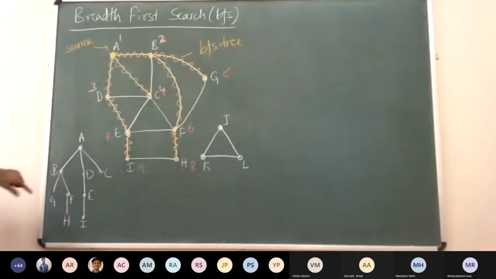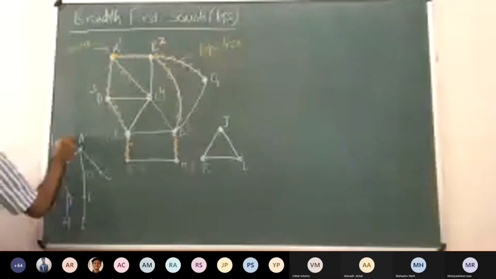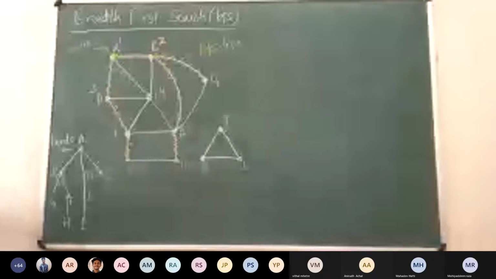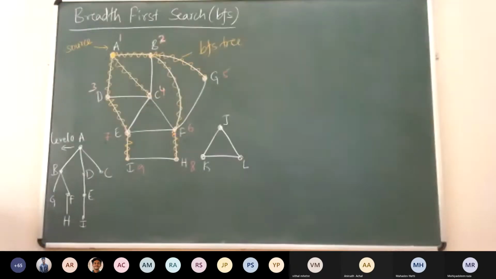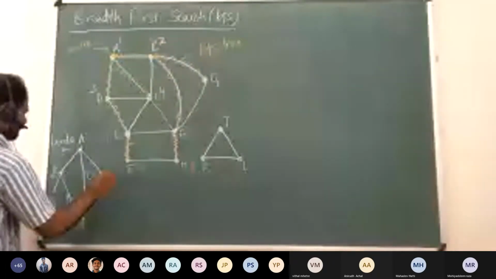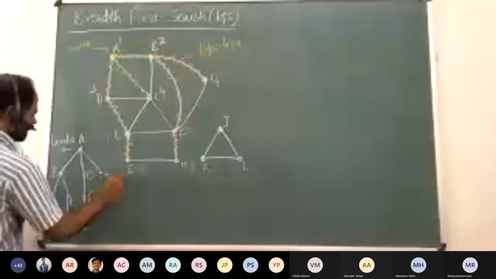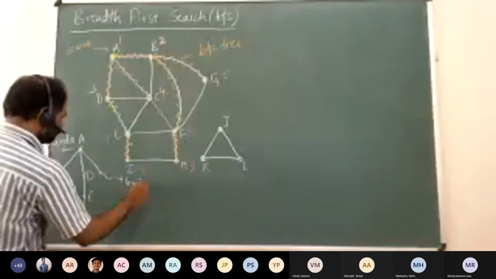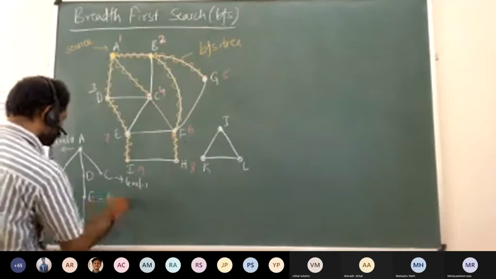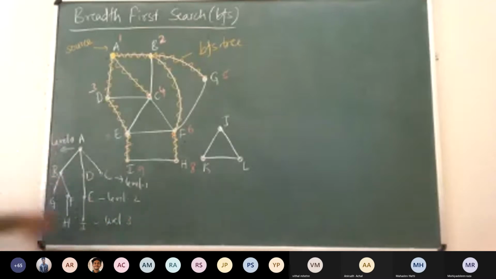Now we start from the root and call it level 0, or depth 0, or height 0, whatever you want to call it. Then all the vertices which are at a distance of one from A in this tree are at level 1. This is level 2. And this is level 3. This is very useful in many applications, so we will capture these levels.